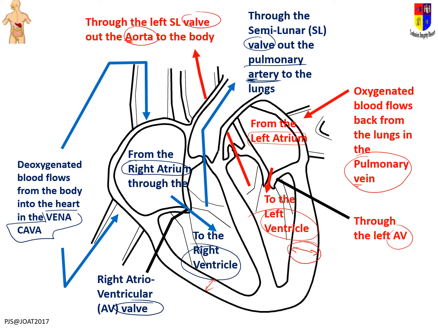Okay, and all the blood that's gone out to the body will end up coming back into the vena cava, and then we start the cycle again. So you need to be able to do a pathway from any point in this cycle. You might need to go through it a few times.